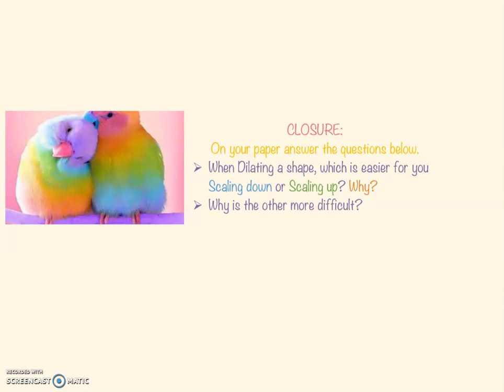Last but not least, we've got our closure. That means we're almost done. On your paper, I want you to answer these questions. When we are dilating a shape, which one was easier for you? Scaling down or scaling up? Why was that one easier? Then your other question is, why was the other one more difficult? So if one is easier, why is that other one more difficult for you? Go ahead and answer these questions on your paper.